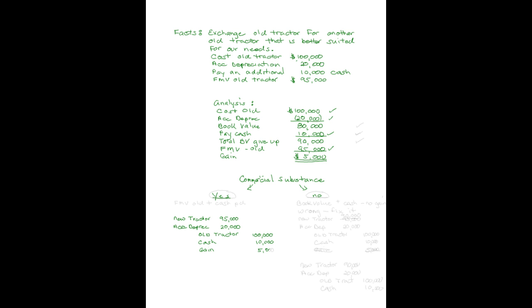Let's see if my journal entry balances. Boy, will I be mad if it doesn't. And it does. I have $115,000 in credits and $115,000 in debits. And notice I recorded the new tractor at the fair market value of the old plus the cash paid, which is what we said we were going to do.